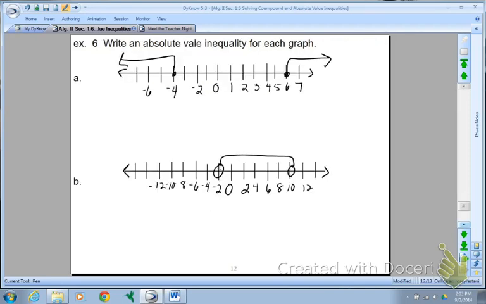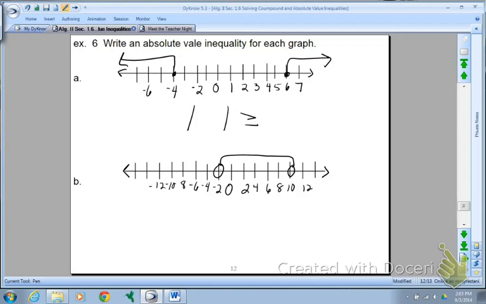When you're given a graph, you have to come up with the absolute value inequality. Well, look at the very first one. They're going in opposite directions. What word goes with opposite directions? Or what inequality goes with it, a greater than sign or a less than sign? A greater than. And is it a closed circle? Yes. So you know it's going to be absolute value is greater than or equal to. You know that much, correct?